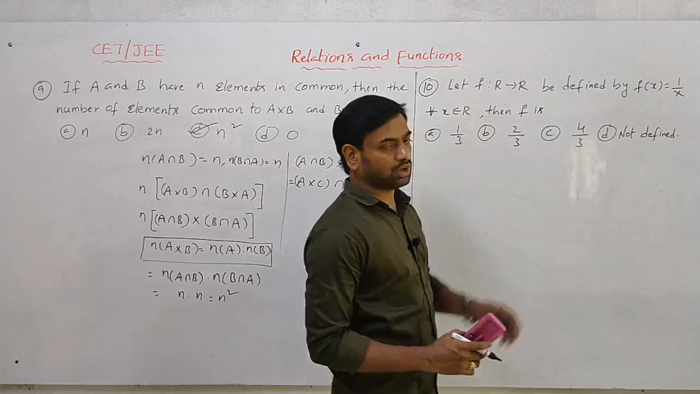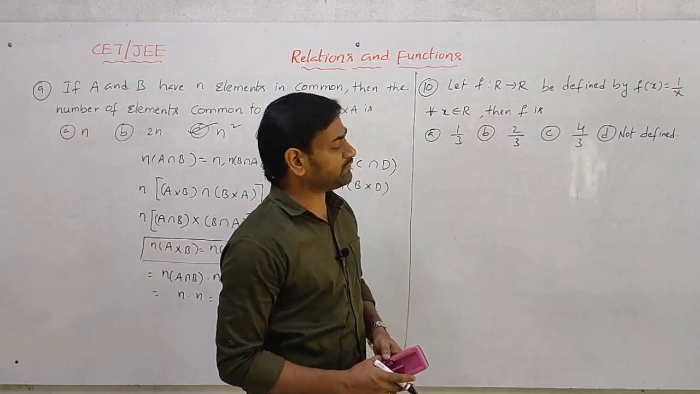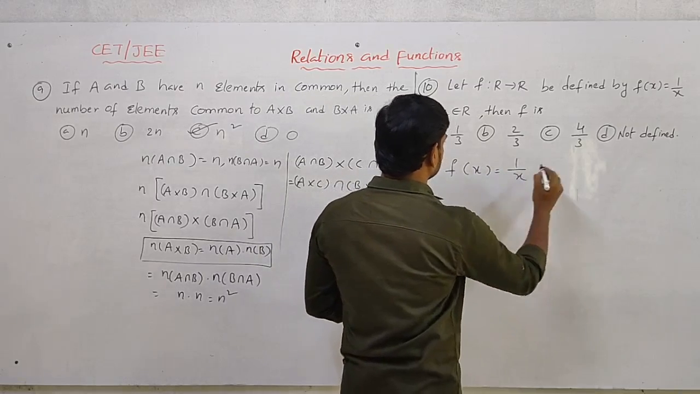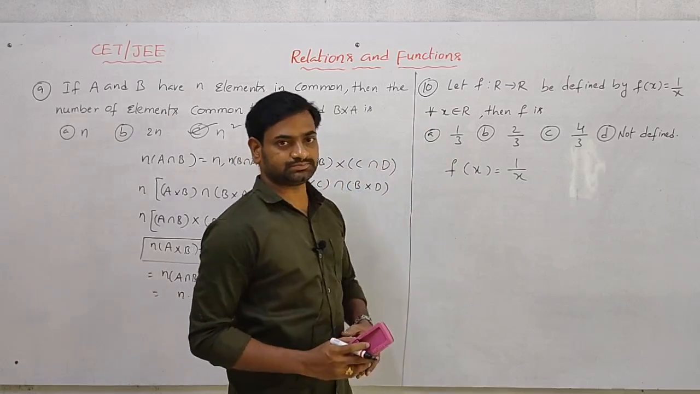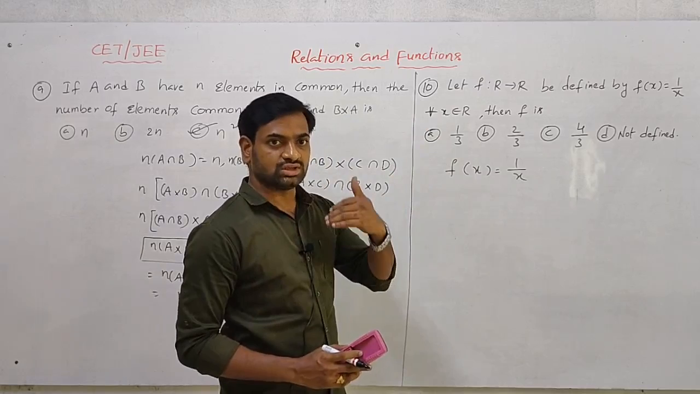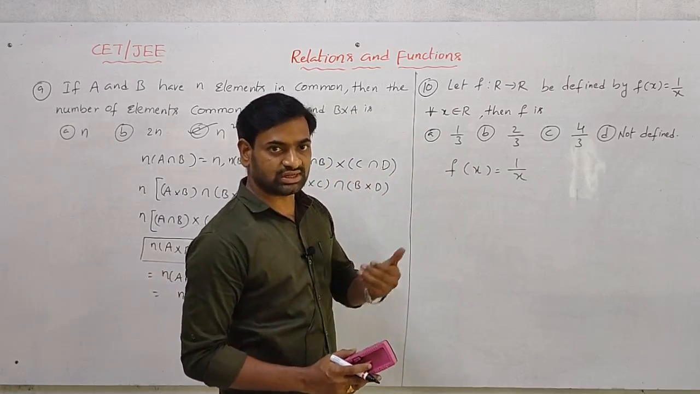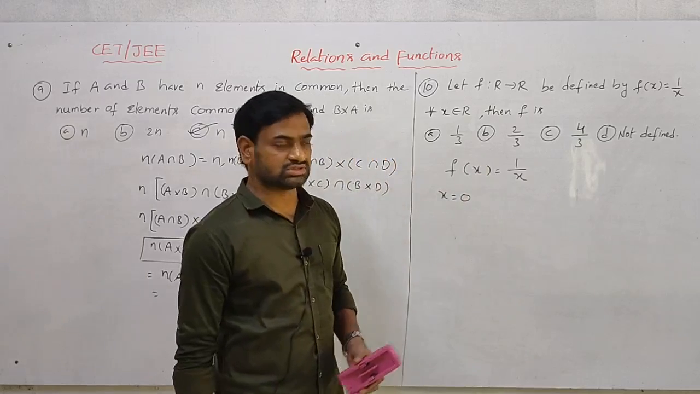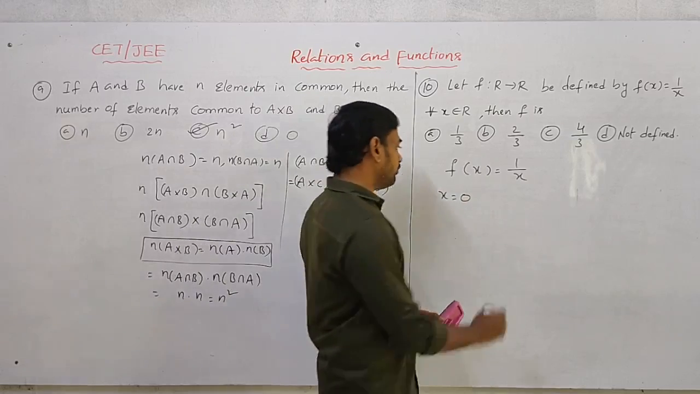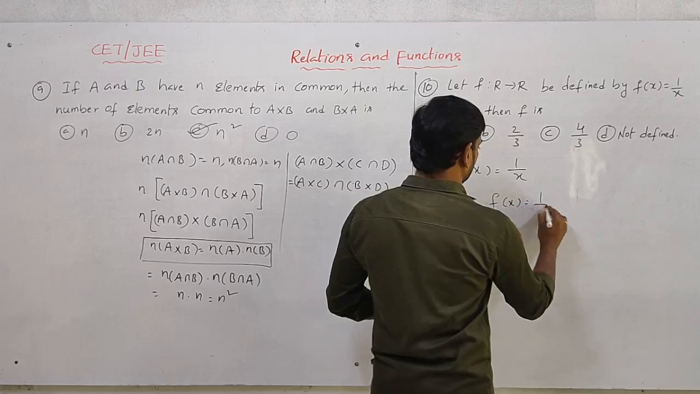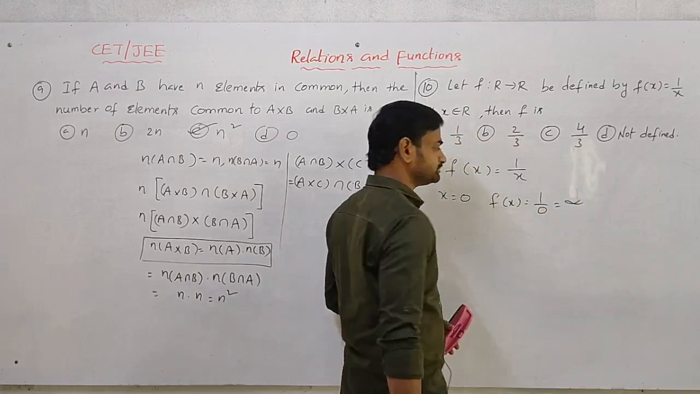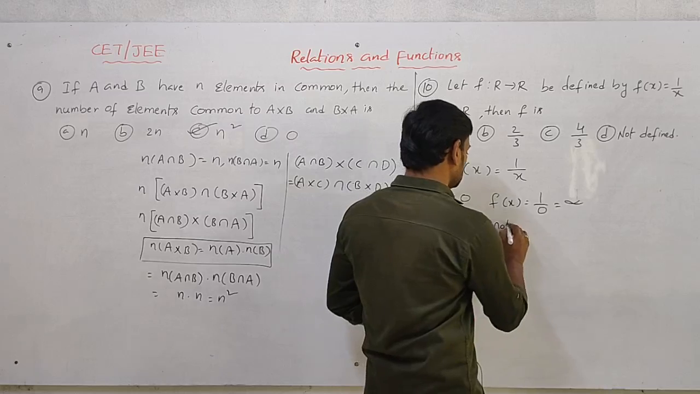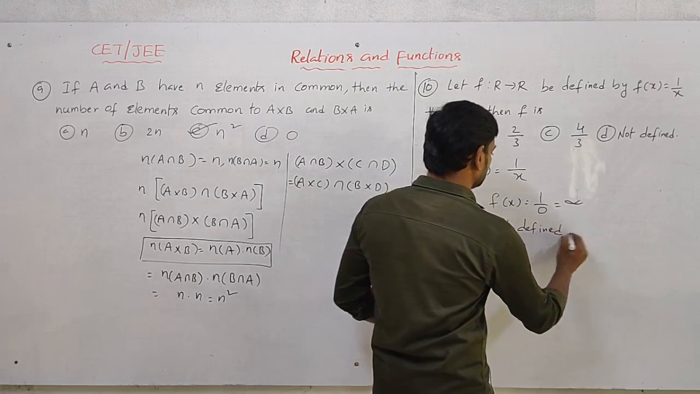Let f from R to R be defined by f of x equal to 1 by x. What is the function? f of x equal to 1 by x for all x belongs to R. x values are all the real numbers. In the real numbers there is a 0. We can take 0. Now what is f of x? 1 by 0 is not defined. The function is not defined. So the answer is not defined, option B.